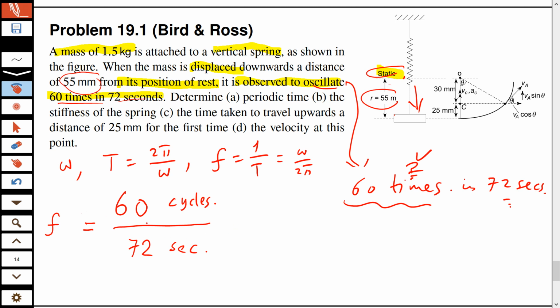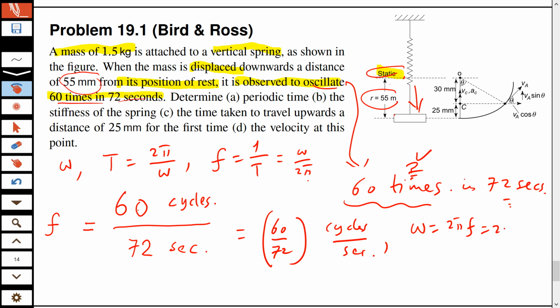ठीक है. क्योंकि इसको अगर मैं डिवाइड कर देता हूँ, if I divide 60 by 72, जो मुझे नंबर मिलता है, that number will be cycles per second. Yeah? Cycles per second, and that is what I mean by frequency. So frequency यहाँ से मुझे मिल गई. So it also means that I can now calculate omega, which is 2 pi f. ओमेगा इज इक्वल टू 2 पाई एफ. सो यही जो आंसर है मुझे यहाँ पे मिल जाएगा 2 pi times 60 over 72. This will be radians per second.